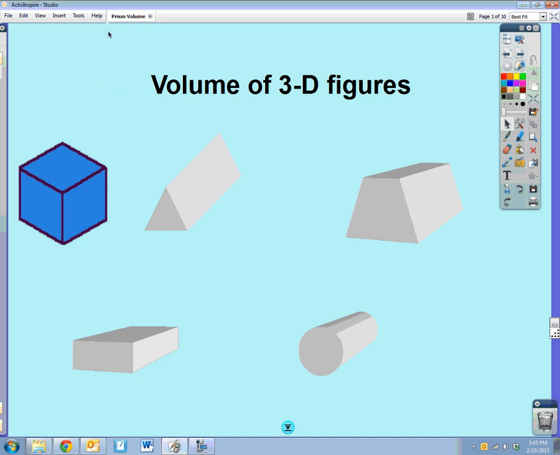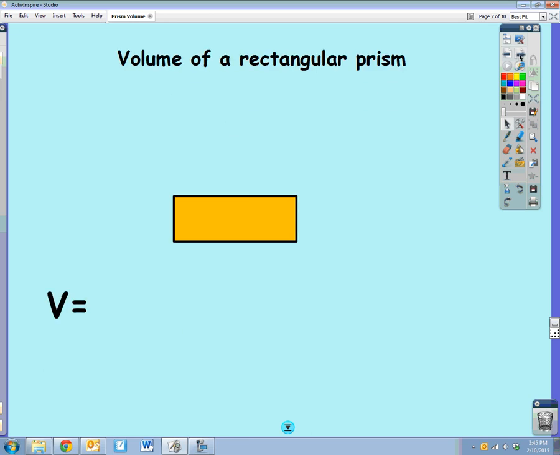So we're looking at the stuff inside, not the stuff on the outside, not like a corrugated box company. We're not making boxes, but we're going to look at what's inside. How much stuff could you fit inside of the shape? We're going to start with the volume of a rectangular prism.